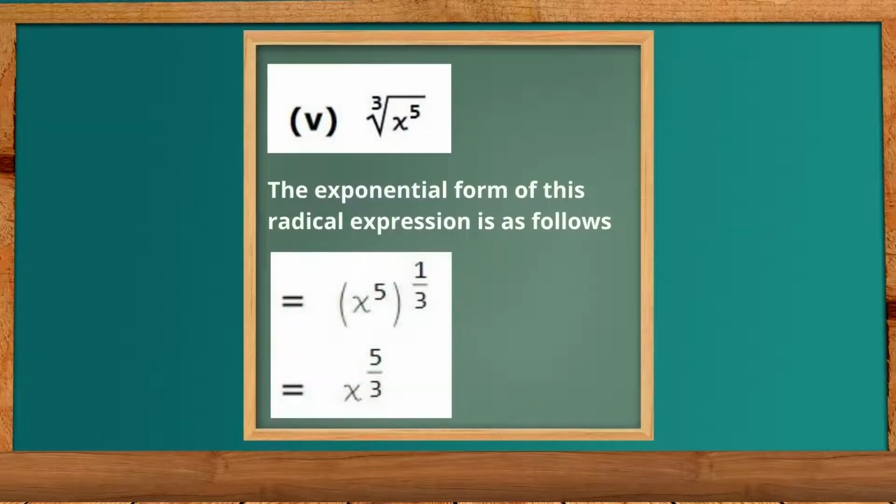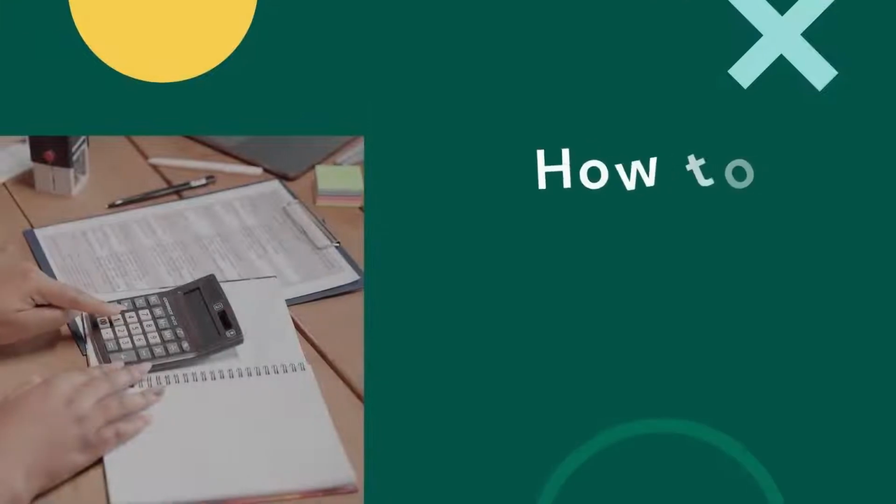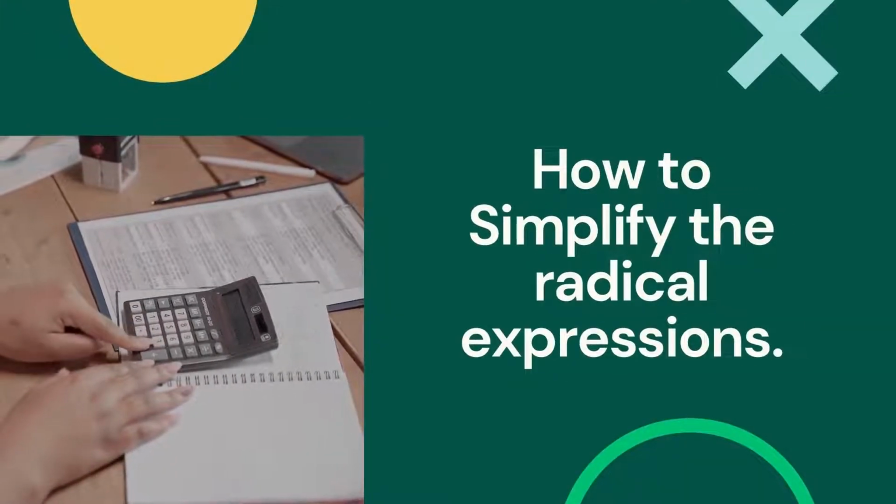Question number 5 is the cube root of x to the power 5. Here in this question we have to convert this radical expression into the exponential form. Cube root will be written as the power of 1 over 3, so the exponential form of this radical expression would be x to the power 5 over 3. Next we will see how to simplify radical expressions.